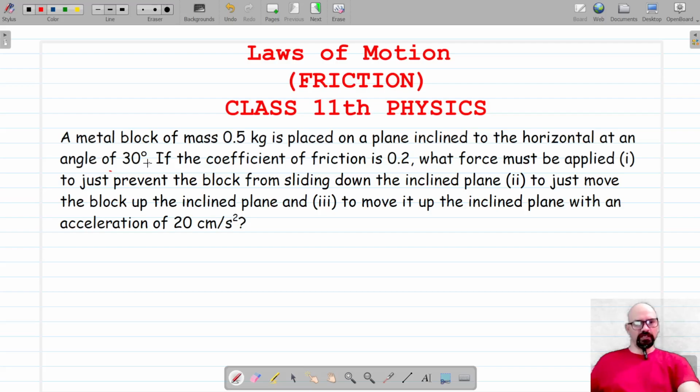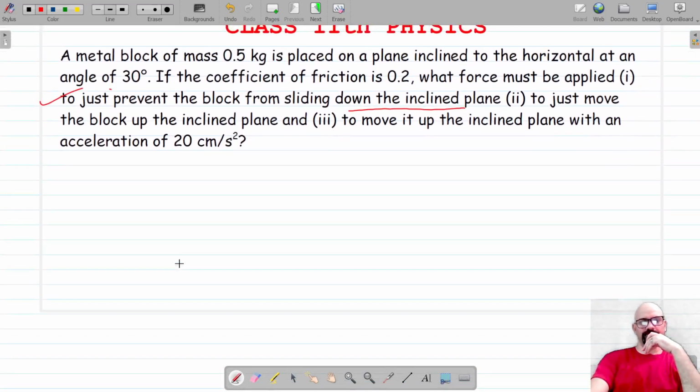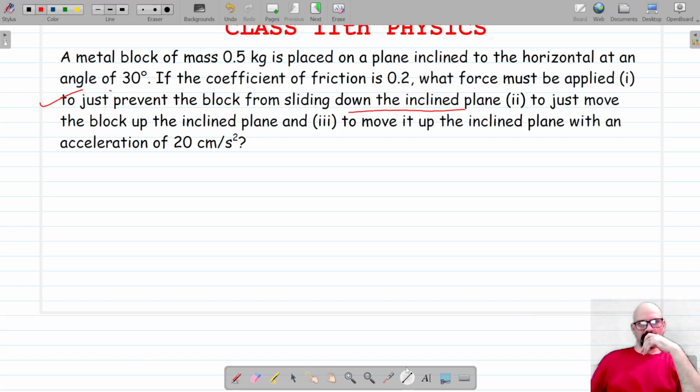Therefore, next question is: given that a metal block of mass 0.5 kg is placed on a plane inclined to the horizontal at an angle of 30 degrees, and the coefficient of friction is 0.2. What force must be applied to just prevent the block from sliding down the inclined plane? So let's try to solve the first part. It's given that there is a metal block of mass 0.5 kg.